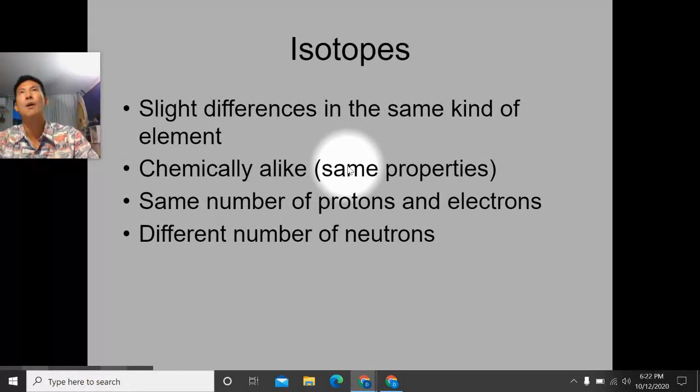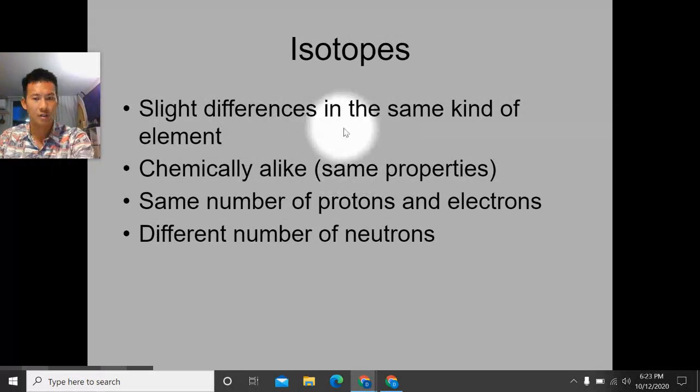There also may be what's called isotopes. Isotopes are slight differences in the same element. They possess the same properties. Not similar, but the same, and that's because they have the same charges. Their protons and their electrons are the same. How they differ is that they differ by the amount of neutrons, so their mass may be a little different.